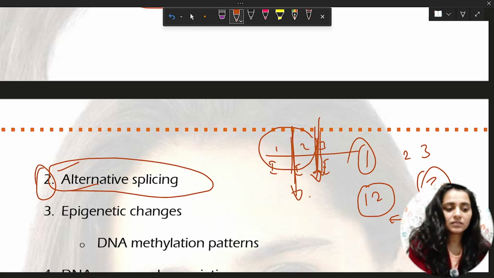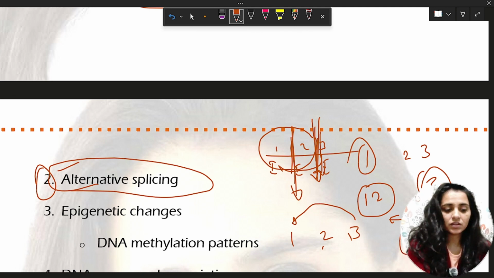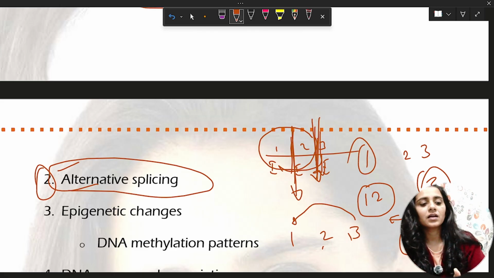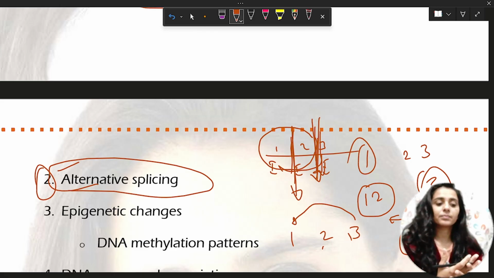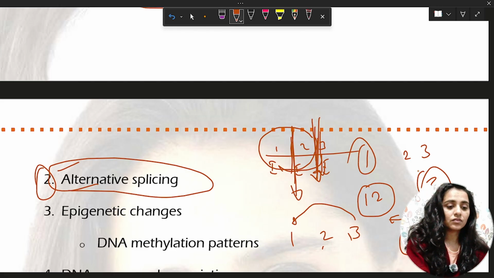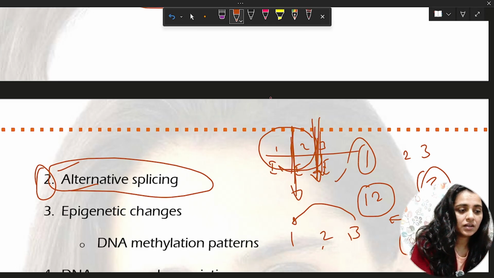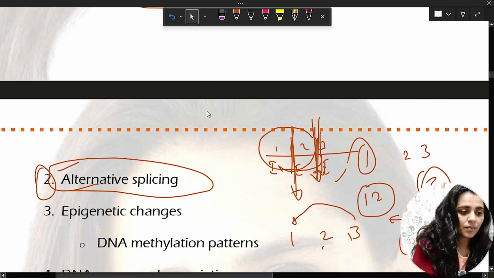If we cut from both sides, then all three can be separated out, and these three can be joined with the first intron. So this will make the gene expression different. So this is also studied with the help of microarray.